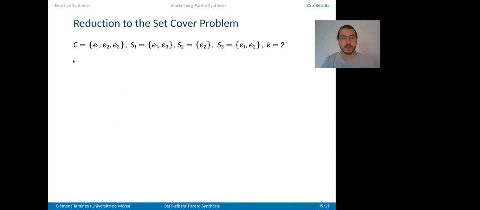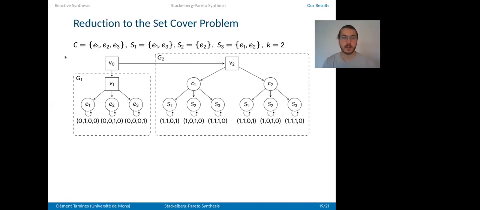Let's consider this simple instance of the set cover problem in which there are 3 elements to cover, 3 sets to cover these elements, and we want to find 2 out of those 3 sets in order to cover the elements. This is the arena of the corresponding reachability Stackelberg Pareto game. So we can see that this is a tree arena as it's a tree with loops on the leaves. We can see that there is one specific payoff for each of the elements we aim to cover. So element 1 has the specific payoff 0, 1, 0, 0, element 2 has 0, 0, 1, 0, and element 3 has 0, 0, 0, 1.